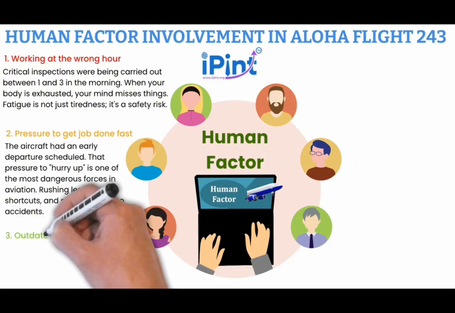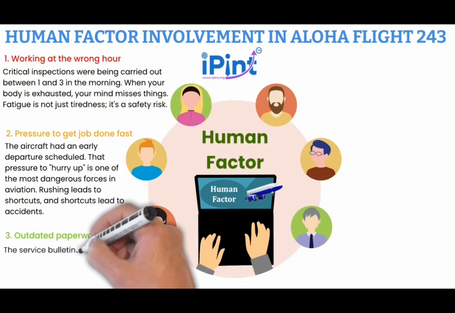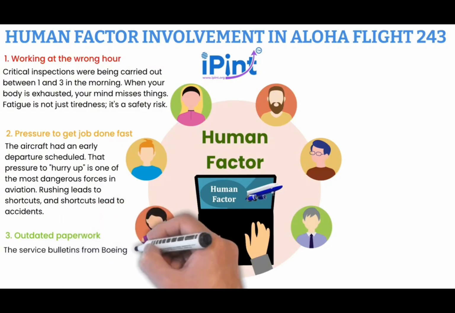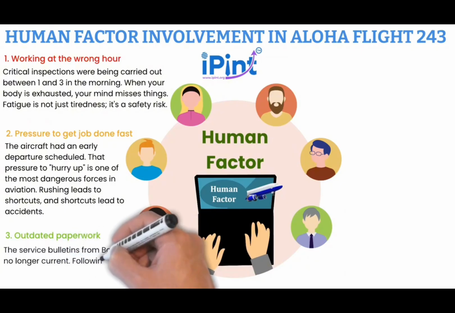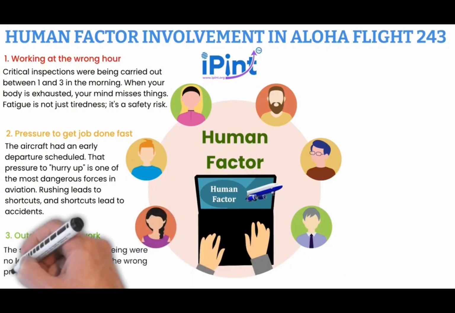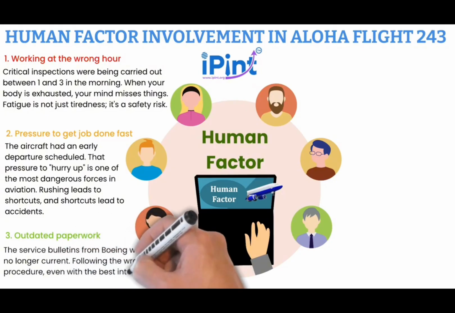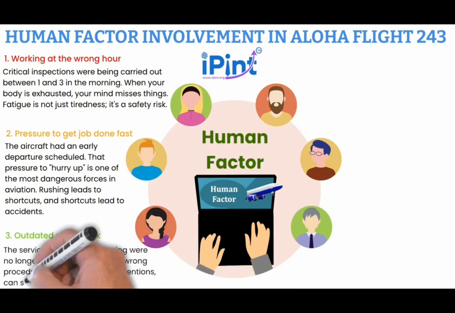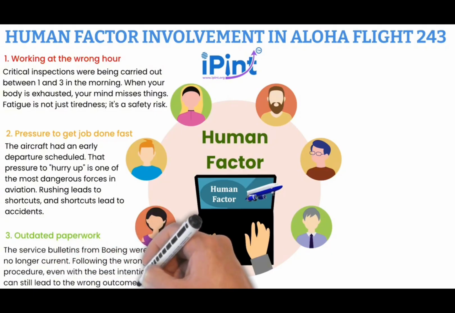Third, outdated paperwork. The service bulletins from Boeing were no longer current. Here's the hard truth. You can follow a procedure perfectly and still cause harm if you're following the wrong procedure. Keeping documentation up to date is not a bureaucratic exercise, it is a safety-critical responsibility.